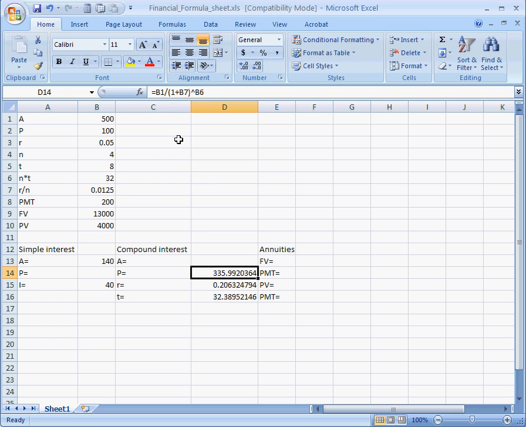I'll add, if you wanted to round this, I could go through and type that in as round to 2 decimal places. Makes it look a little prettier. I could have done the same thing a second ago.